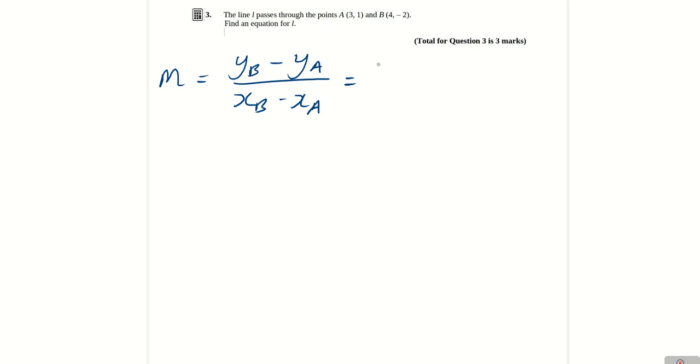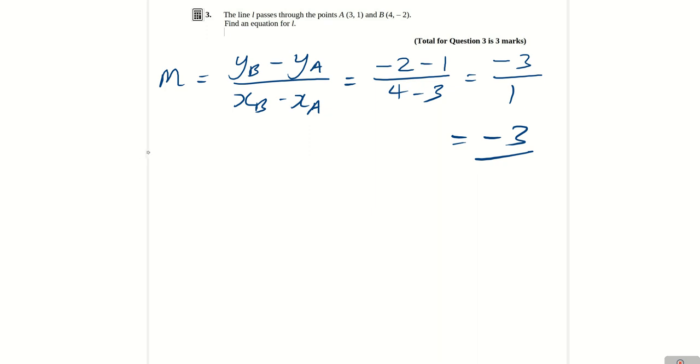So for y it's going to be minus 2 minus 1, and for x it's going to be 4 minus 3. Minus 2 minus 1 is minus 3, 4 minus 3 is 1, which means that our gradient is just equal to minus 3.